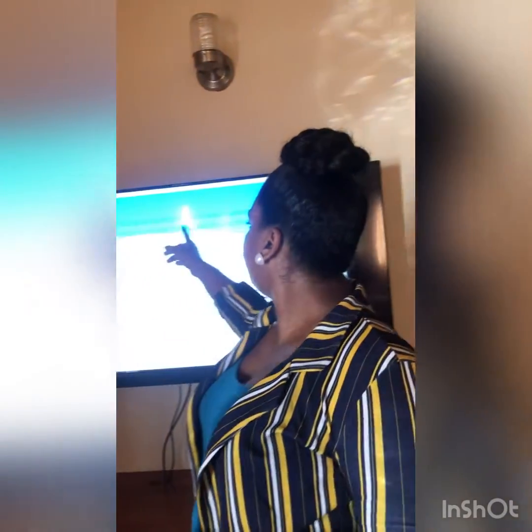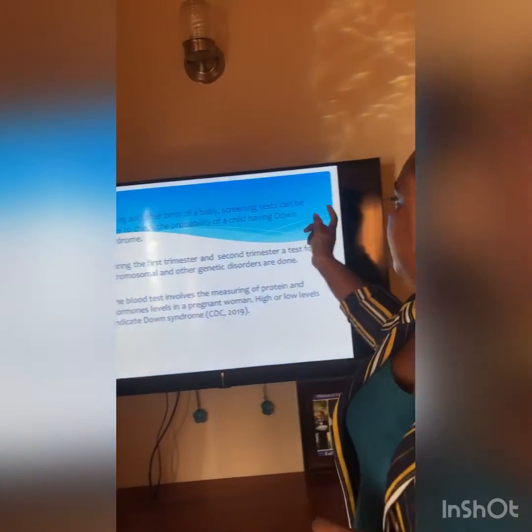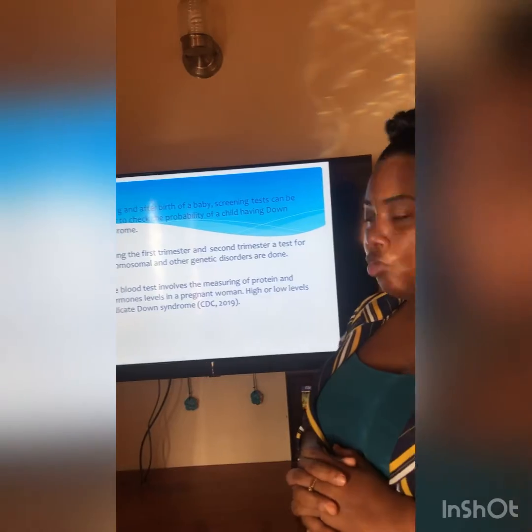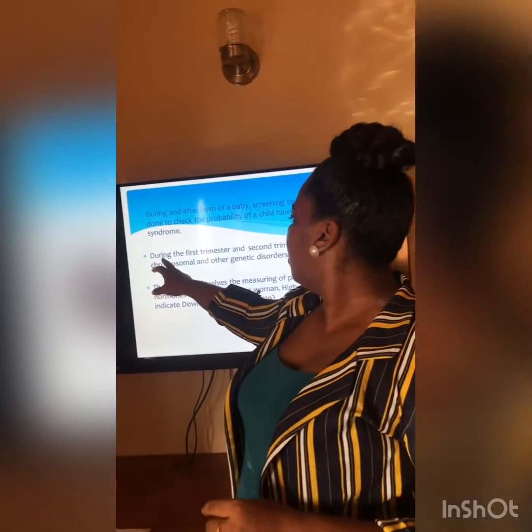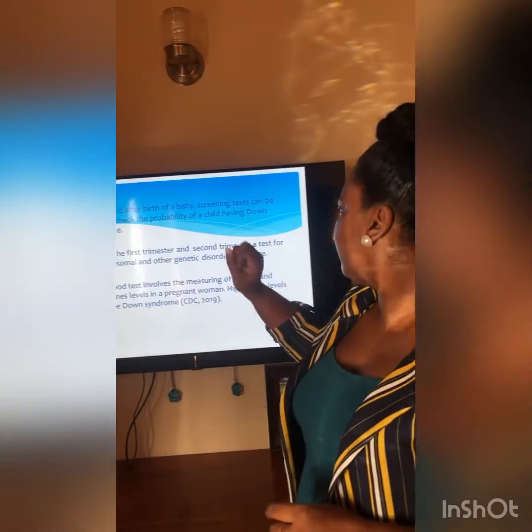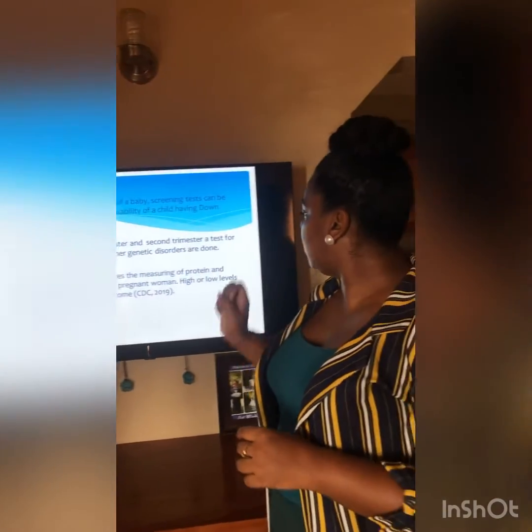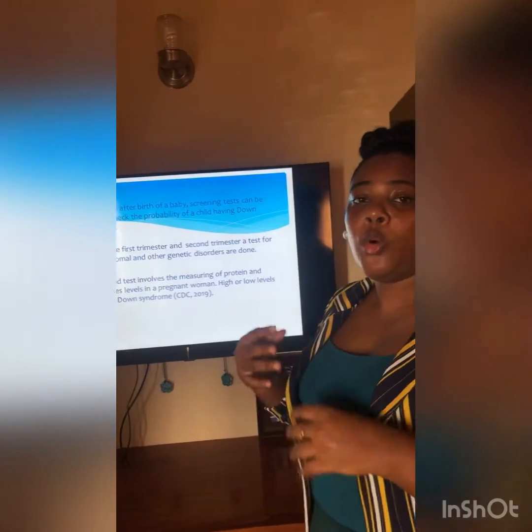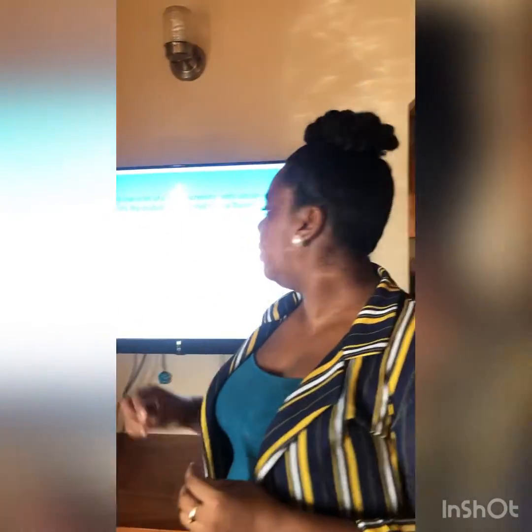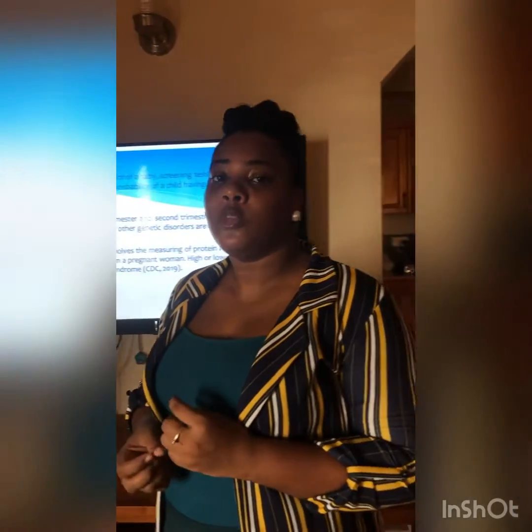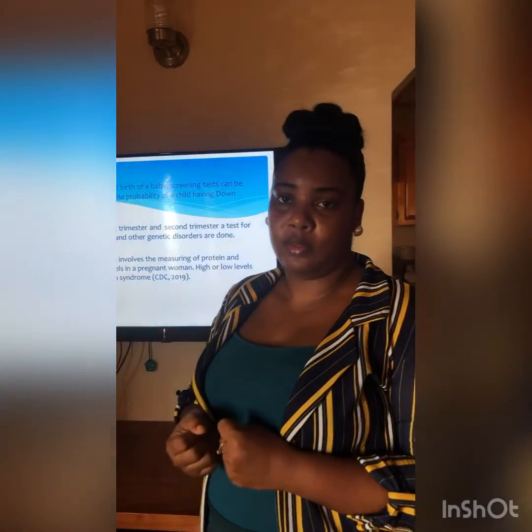So during and after birth of a baby, screening tests can be done to check the probability of a child having Down syndrome. During the first trimester and second trimester, a test for chromosomal and other genetic disorders is done. In our neighboring islands like Barbados and Jamaica, they also do the same prenatal test. But in Grenada, due to financial constraints and lack of resources, we do not do these tests.